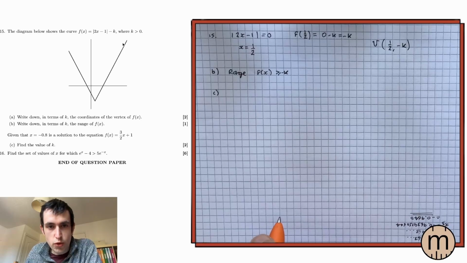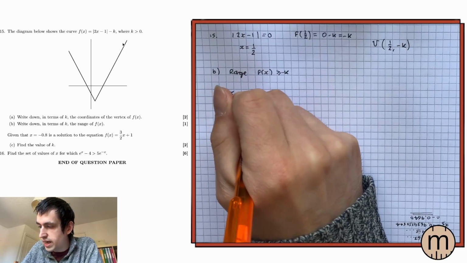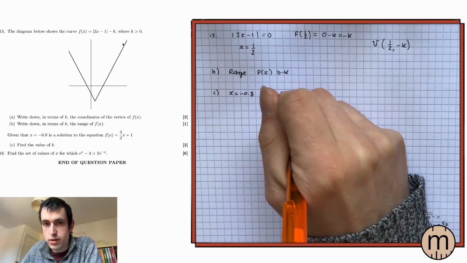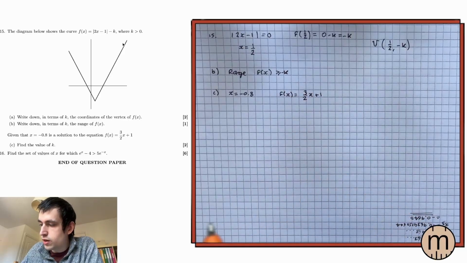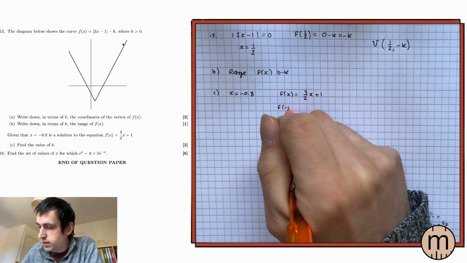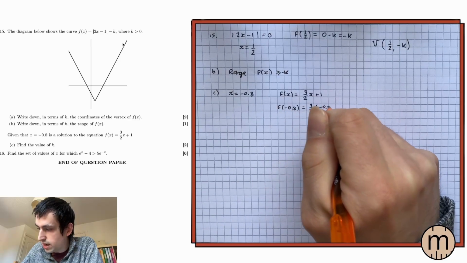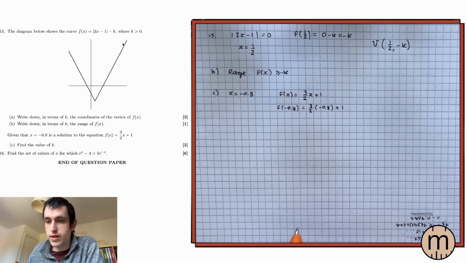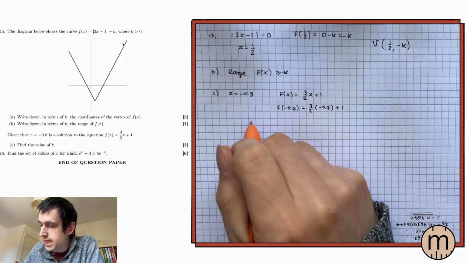So part C, before we get on to the last question, we're given that x equals minus 0.8 is a solution to f of x equals 3 over 2x plus 1. So that means that f of minus 0.8 is going to be equal to 3 over 2 times by minus 0.8 plus 1. So they're going to be equal because it's a solution. And we want to use this to find the value of k. Let's find f of minus 0.8 then.